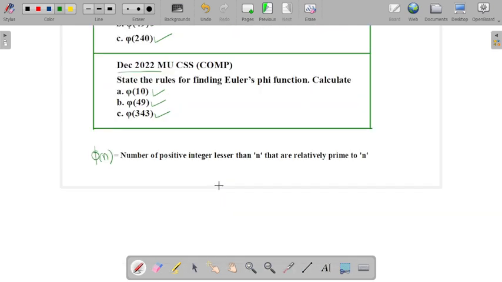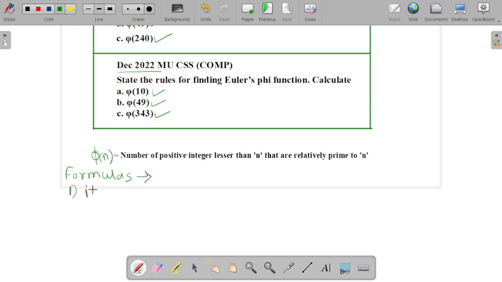So first of all, we will see what is this phi of n. It is the number of positive integers lesser than n that are relatively prime, that is prime to n. And how are we solving for the value of phi of n? We have some formulas. And what are these formulas?